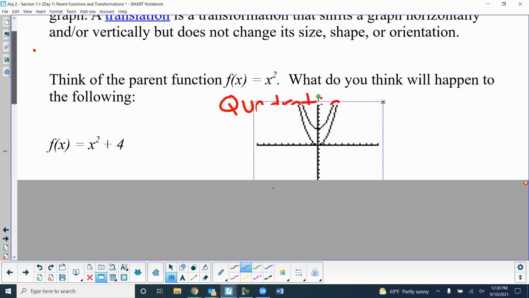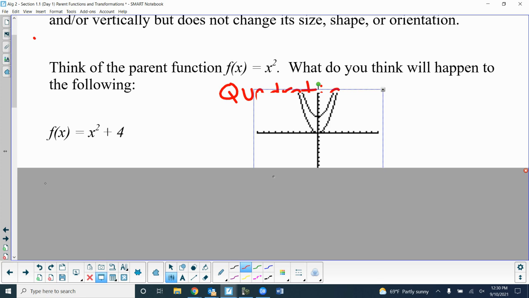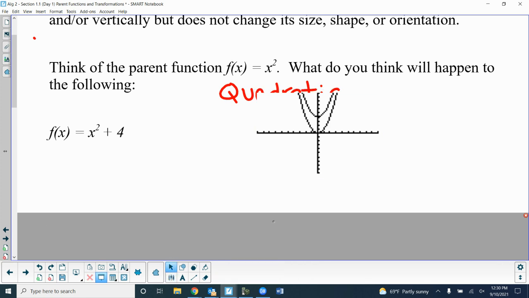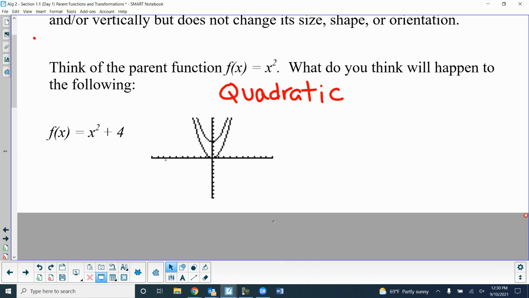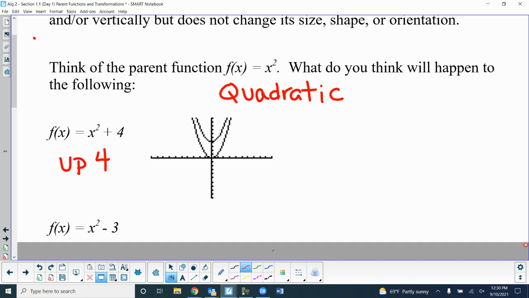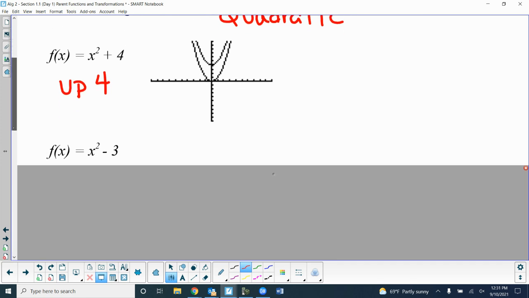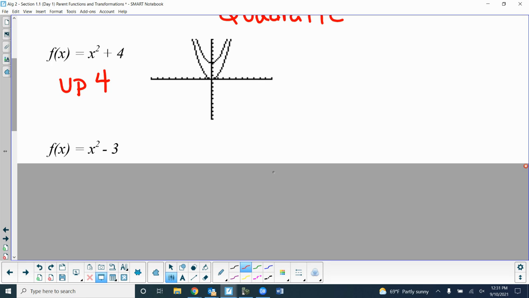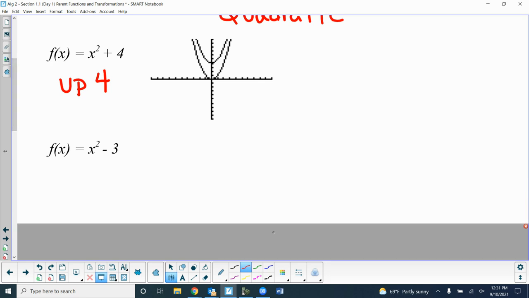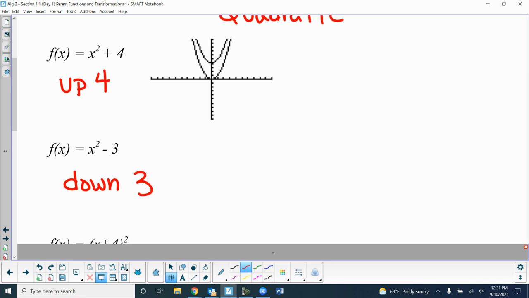Okay, so there is a picture of those two graphs. So what we're going to do is describe it. What do you think will happen? We're just going to say up 4. So if that's up 4 with the plus, what do you think is going to happen with the minus? It's going to go down 3. Make sense? That is correct. It'll go down 3.